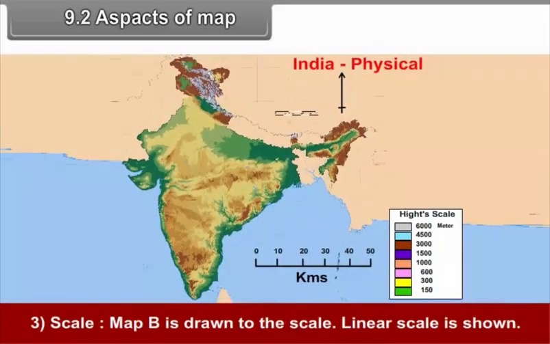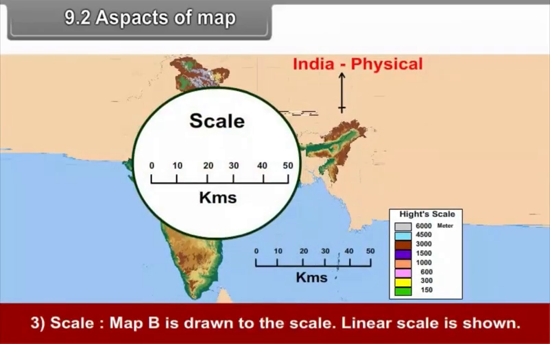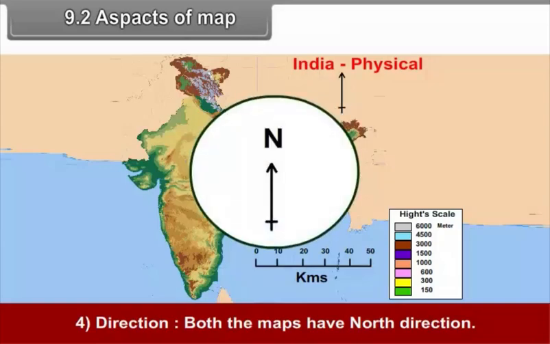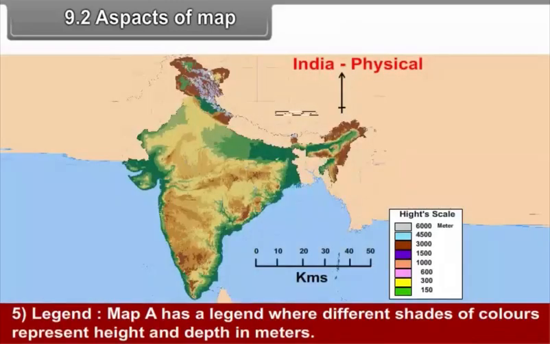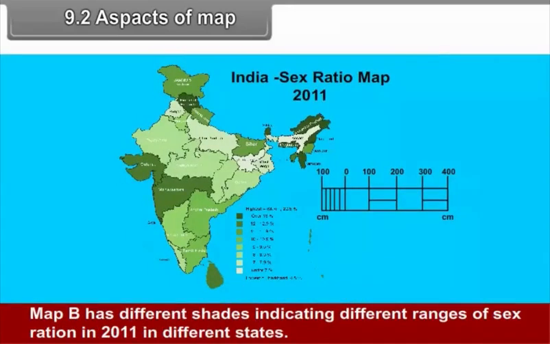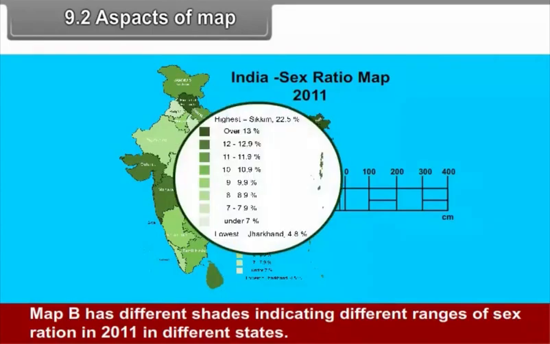3. Scale. Map B is drawn to the scale. Linear scale is shown. 4. Direction. Both the maps have north direction. 5. Legend. Map A has a legend where different shades of colors represent height and depth in meters. Map B has different shades indicating different ranges of sex ratio in 2011 in different states.